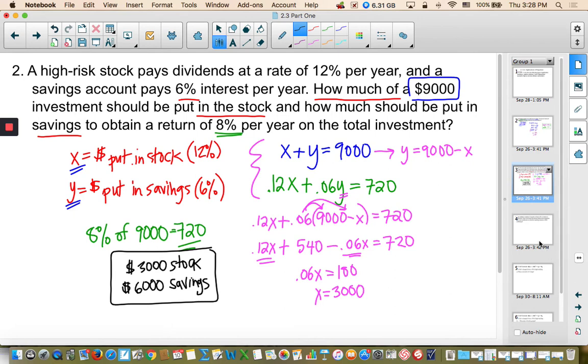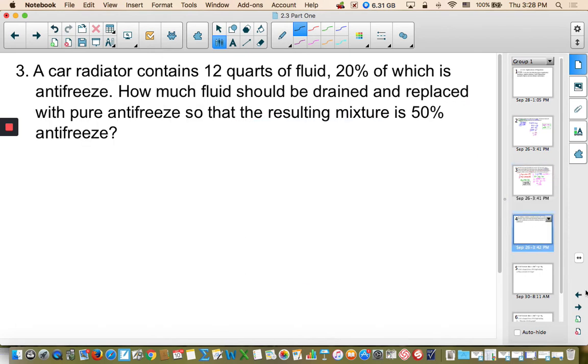All right, let's try. We have two left to try here. All right, here we go for number 3. A car radiator contains 12 quarts of fluid, 20% of which is antifreeze. How much fluid should be drained and replaced with pure antifreeze so that the resulting mixture is 50% antifreeze?